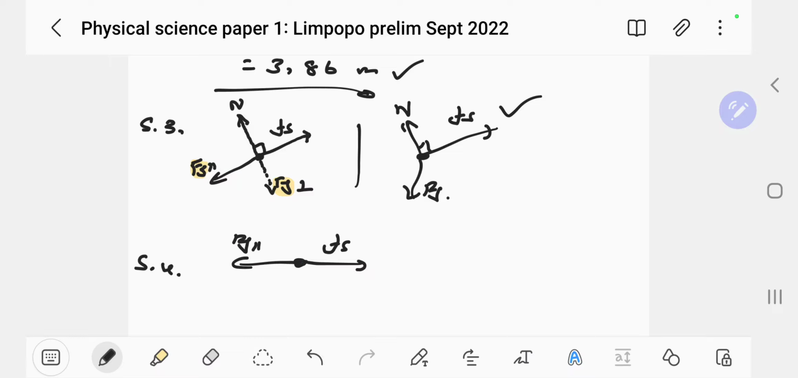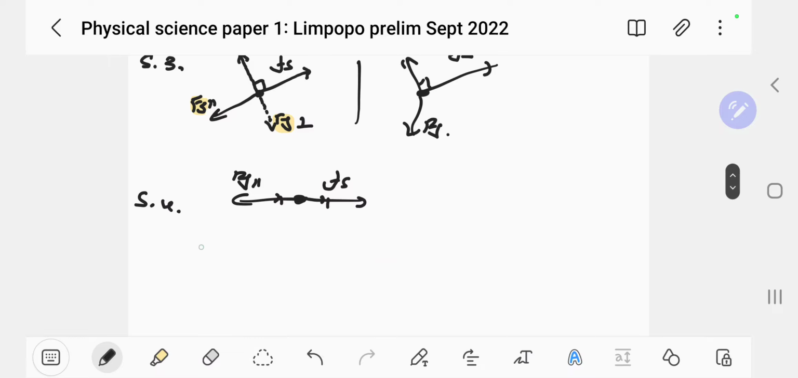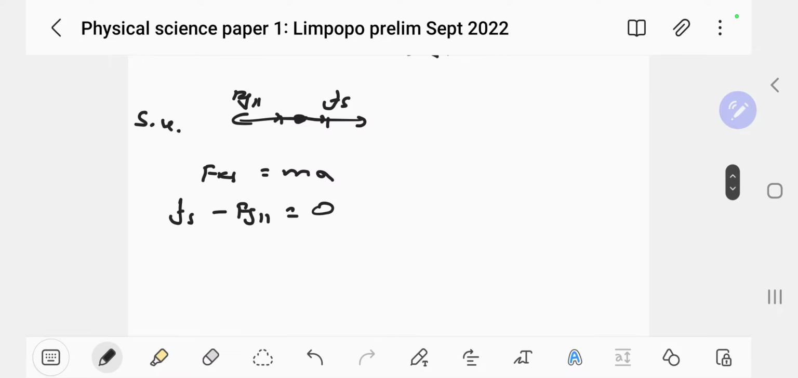So meaning for this to stop, these ones must be equal. So what do we do? We can just simply say the resultant force, Newton's second law, is equal to ma. And since there's no acceleration, this is going to be 0. So we know that our frictional force minus Fg parallel is going to be equal to 0. Okay, we are sorted. So we can say therefore our frictional force, which is the static friction, is going to be exactly equal to Fg parallel.